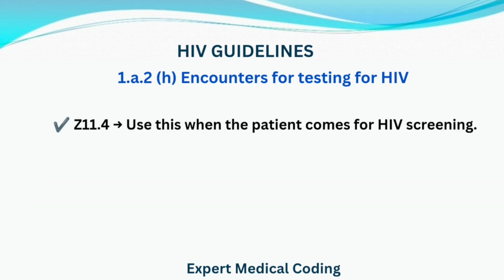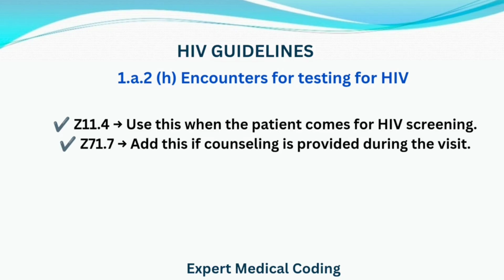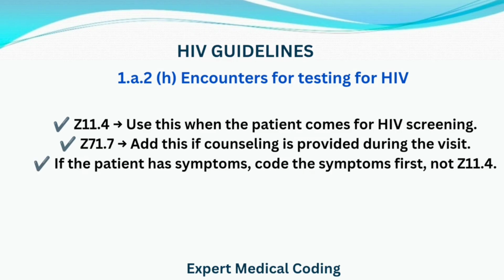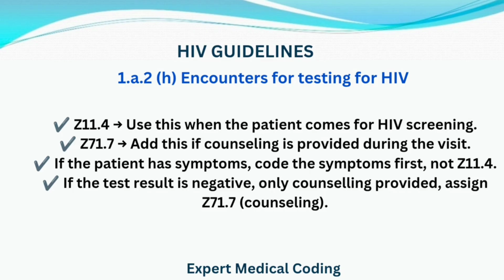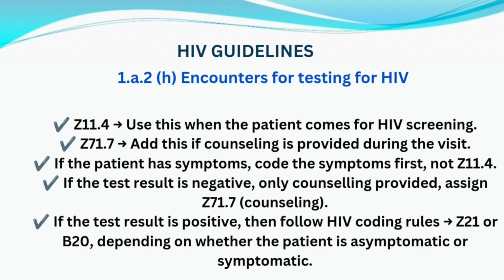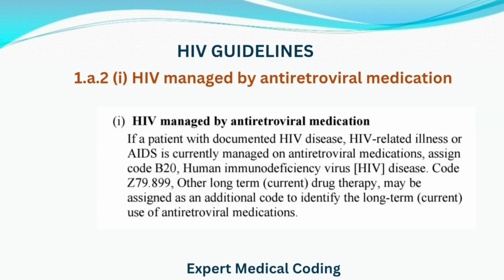So Z11.4, use this when the patient comes for HIV screening. Z71.7, add this if counseling is provided during the visit. If the patient has symptoms, code the symptoms first, not the Z11.4. If the test result is negative, only counseling is provided, assign Z71.7 HIV counseling code. If the test result is positive, then follow HIV coding rules, Z21 or B20, depending on whether the patient is asymptomatic or symptomatic. Now let's look at the next important guideline, HIV managed by antiretroviral medication.